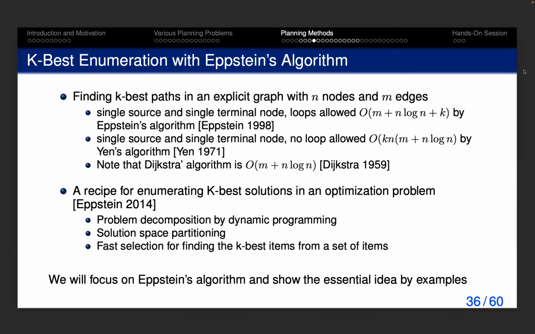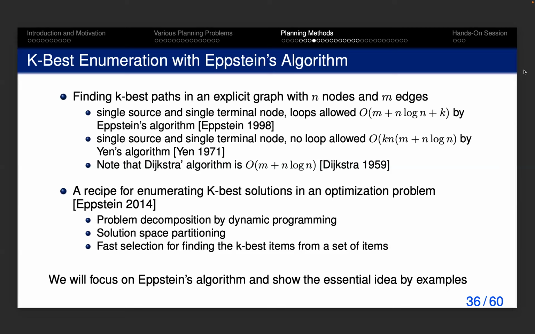This running time as well as the space complexity is known to be the best so far for finding K-best enumerations. When it comes to the case where you cannot have loops, then Yen's algorithm is known to be the best, but the complexity looks a little different here: n comes in front of m, n plus log n and so on. Later on, Professor Epstein also wrote an article about the general idea of K-best enumeration for solving discrete optimization problems. I think these three ingredients are very nice to highlight.